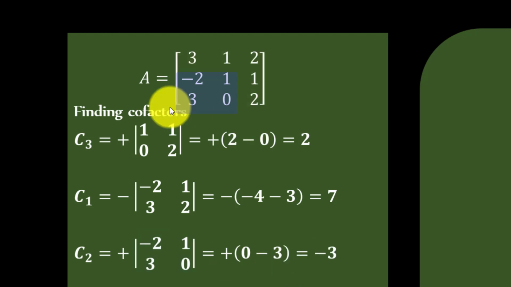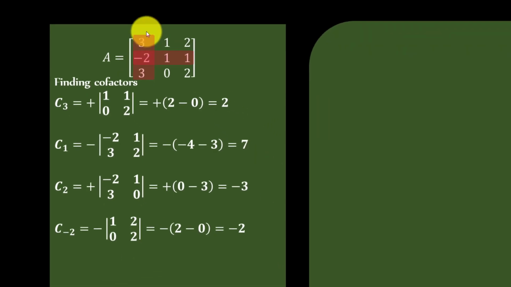Similarly, next, you are entering the second row. For the second row's first element, minus 2, the corresponding column and corresponding row you have to delete. The previous one was plus, so here you have to put minus. Write down the elements, then you can write the minus 2.